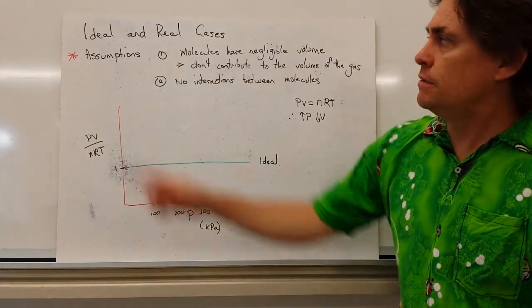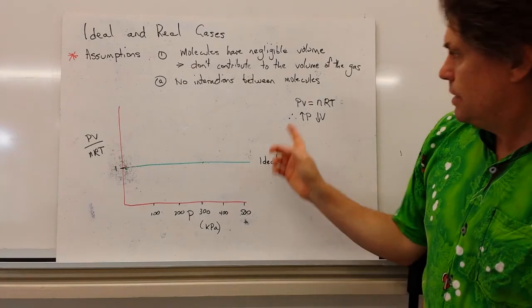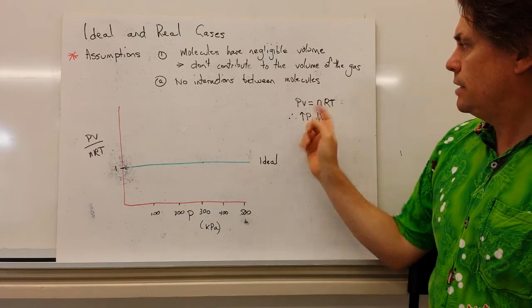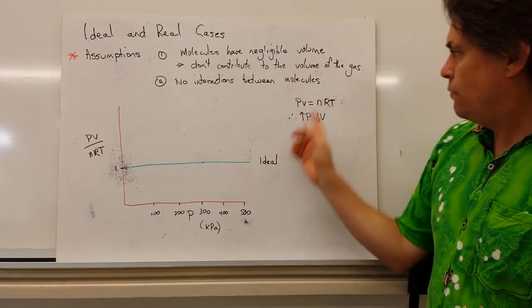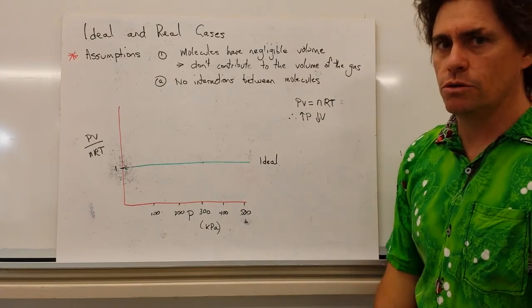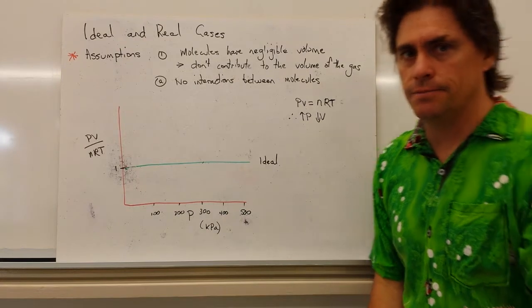Let's have a look at the concept of ideal versus real gases. To do this, we need to establish our relationship for the ideal gas law. So PV equals nRT. If we hold the number of moles constant and the temperature constant, we know from our work on Boyle's law that as the pressure increases, the volume will go down.